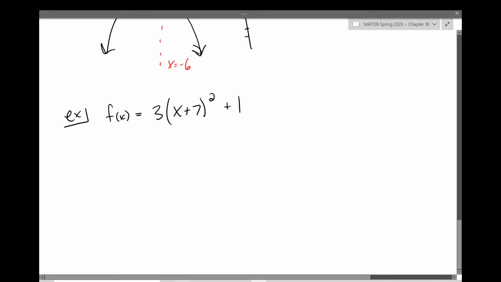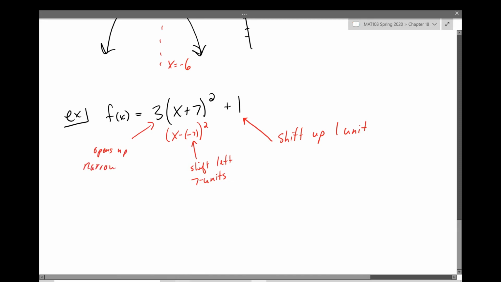If I look, I'll label it in red. This tells me I shift up 1 unit. Now, this really has to be written as (x minus -7) quantity squared. So that tells me shift left 7 units. And this tells me it opens up, and it's very narrow because 3 is bigger than 1.